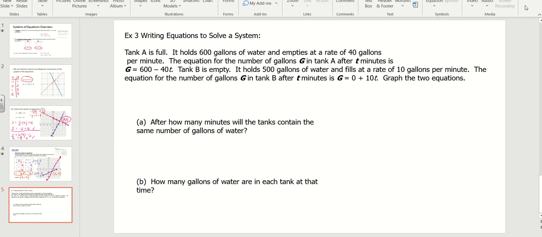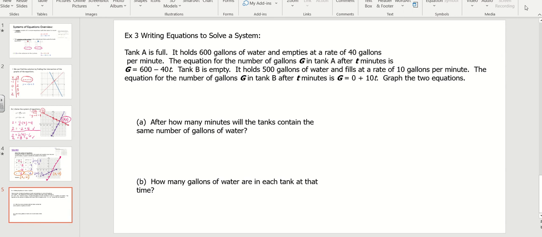The equation of the number of gallons in tank A after t minutes is G equals 600, because that's what it started with, minus 40 times t, or losing 40 gallons per minute. Tank B is empty. It holds 500 gallons of water and fills at a rate of 10 gallons per minute. The equation for the number of gallons in tank B after t minutes is G equals 0, because it started empty, plus 10t, because it's gaining 10 gallons per minute.